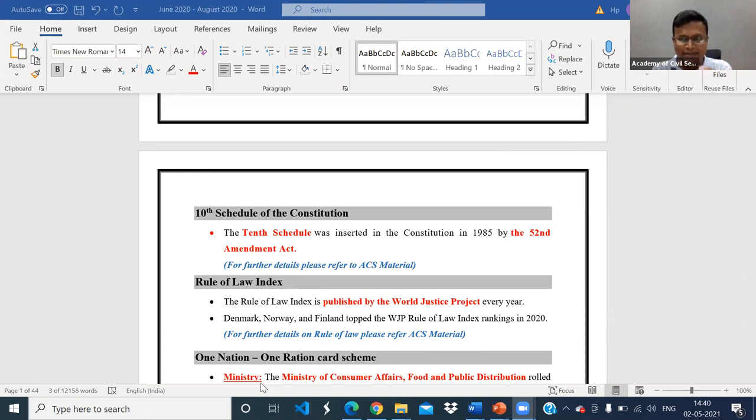And if you want some details on a particular topic, you check in Google, whatever is written in the ACS material. For example, type rule of law index for UPSC, then you can get the UPSC-based content for the rule of law and everything in Google. But I am giving the important content here.